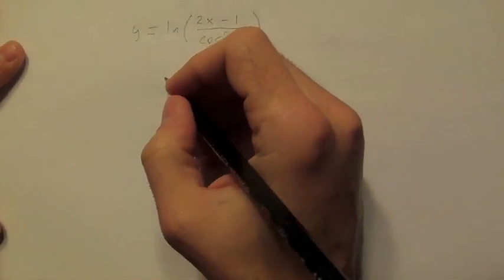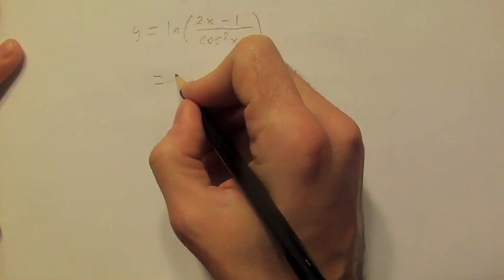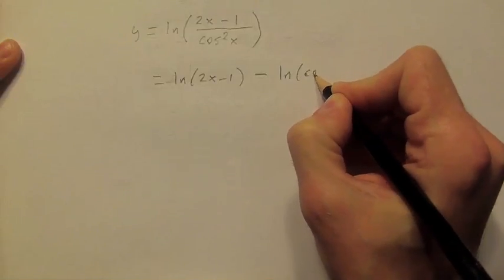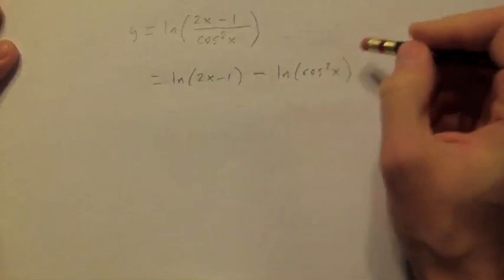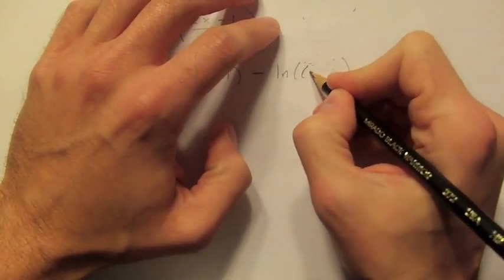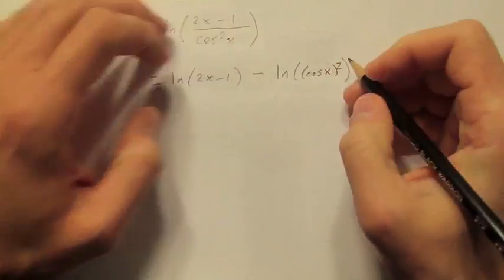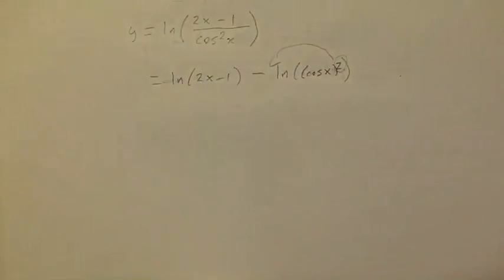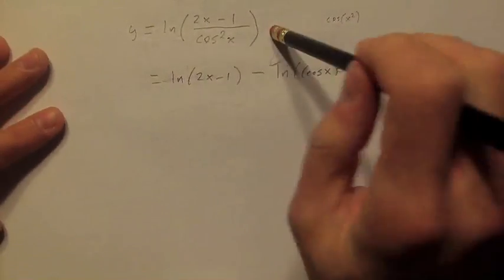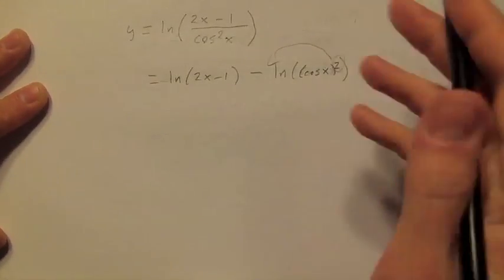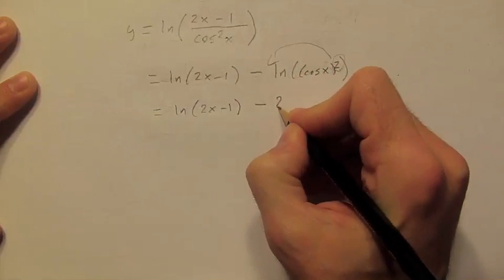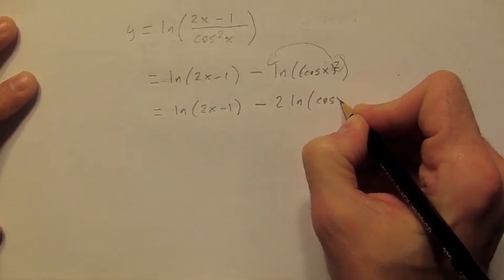So instead, let's just break this up. I have a quotient, so this will be the natural log of the top minus the natural log of the bottom. And cosine squared x, well, remember that's the same thing as cosine x squared, so you can bring that power out front. I want to note that if this was cosine of x squared, you couldn't do that. So this ends up being the natural log of 2x minus 1 minus 2 natural log of cosine.